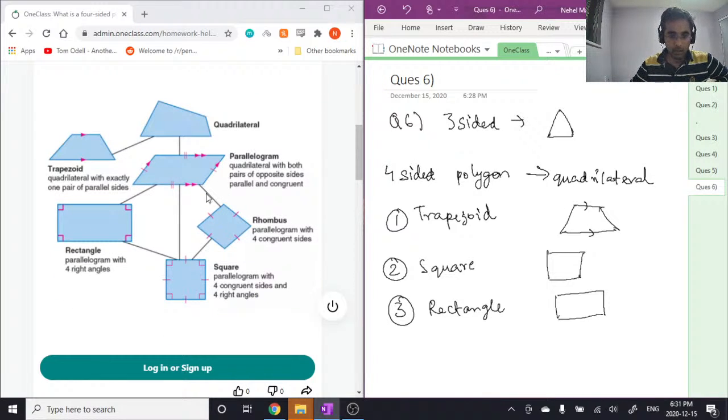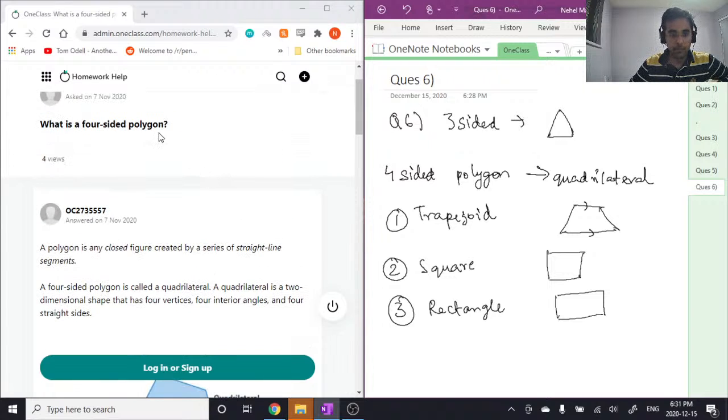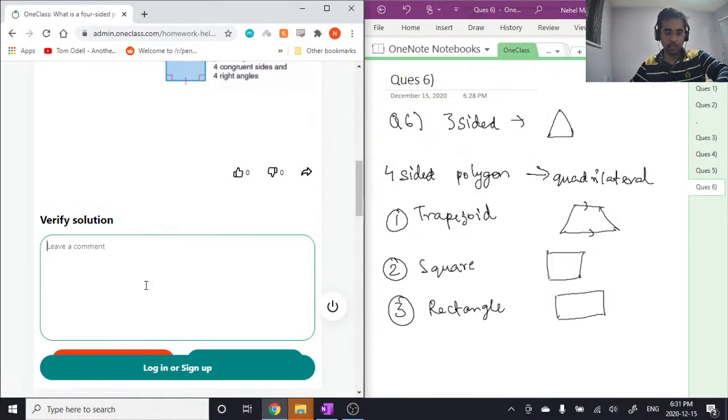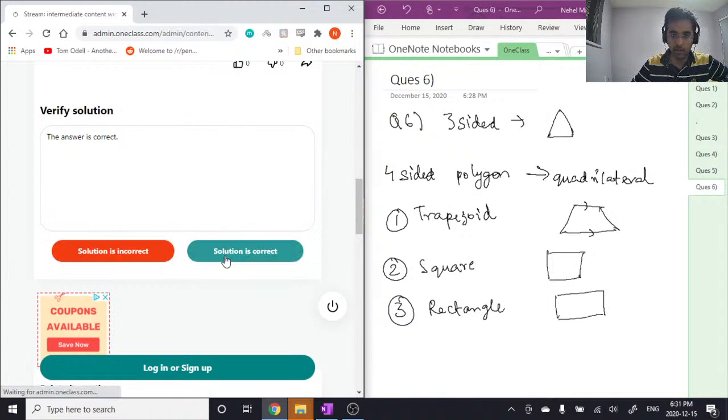Okay. All right. So just to recap, a polygon is essentially a figure which is formed by connecting three or more straight lines. The simplest polygon is essentially a triangle, and four-sided polygons are all called quadrilaterals, and there are various types such as trapezoids, squares, and rectangles. Okay, so this answer is correct. Let's get to the next question.